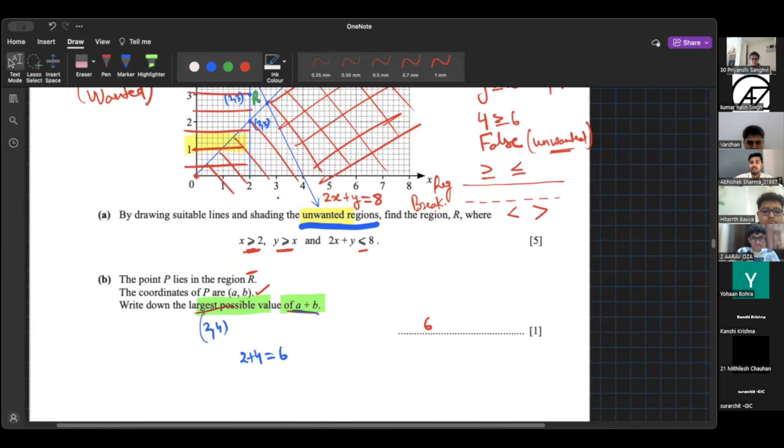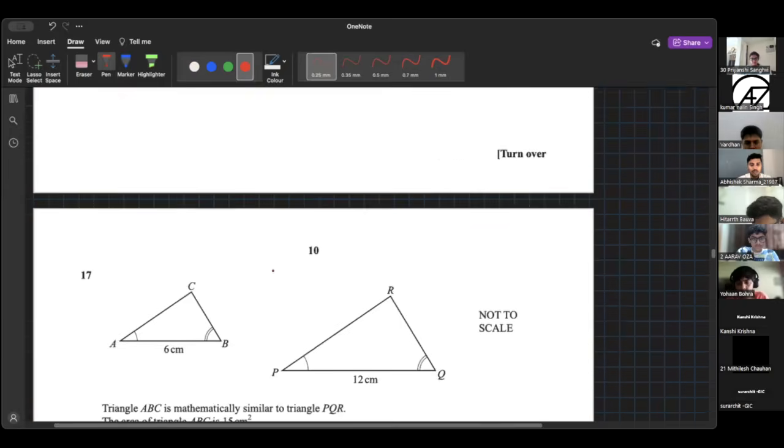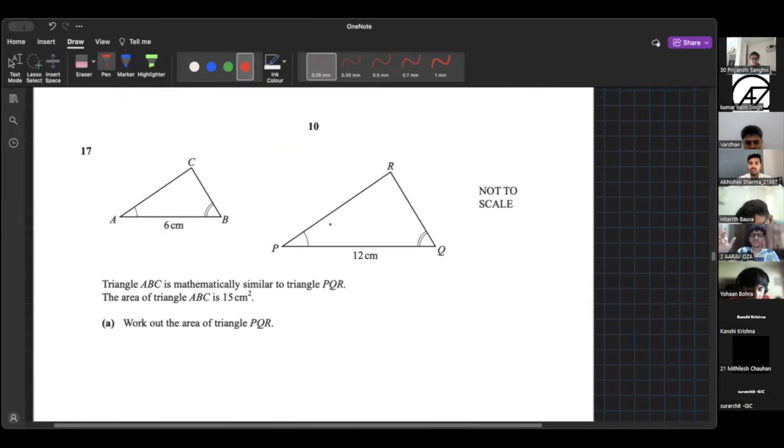Any questions in this? None, sir. Okay. Let's move on to the next question now. Question number 17. It says triangle ABC is mathematically similar to triangle PQR. Triangle ABC is similar to PQR.